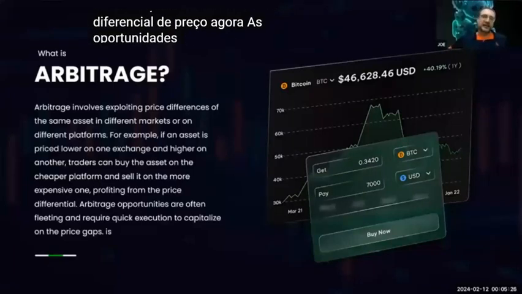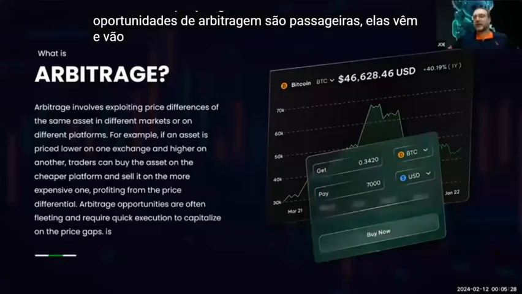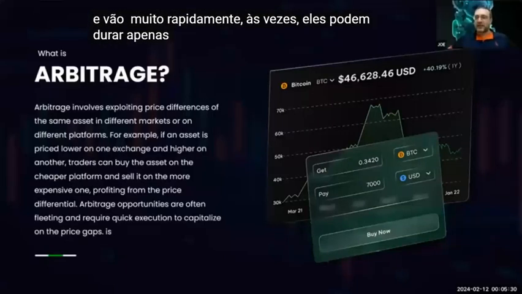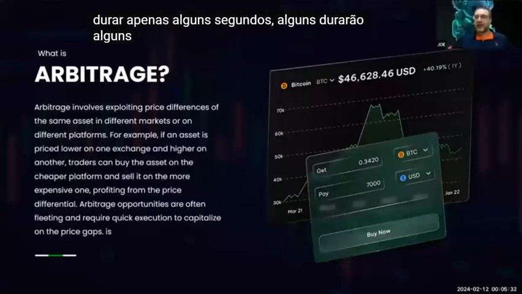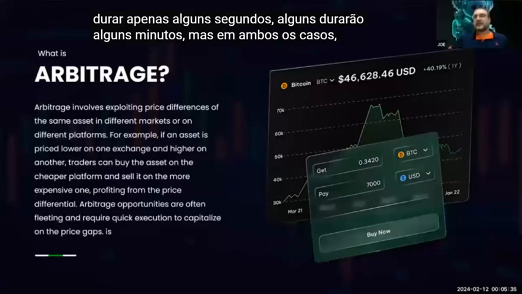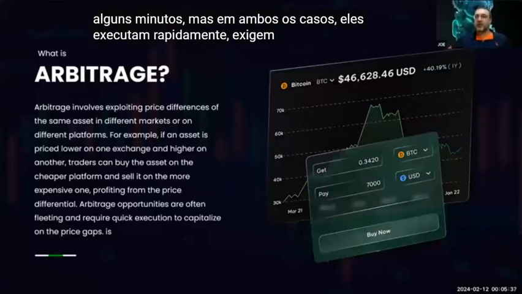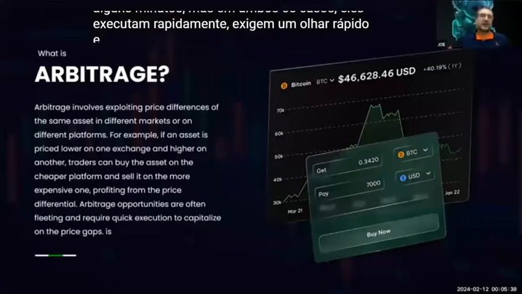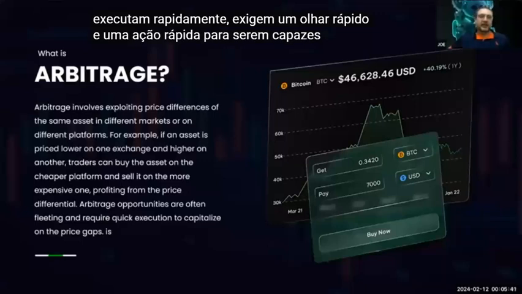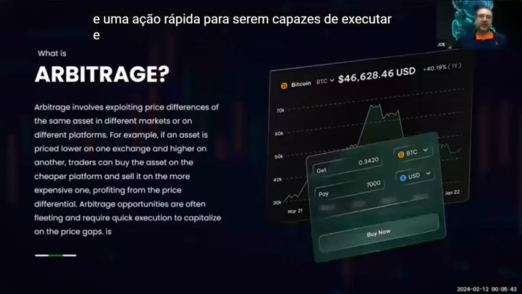Now, arbitrage opportunities are fleeting. They come and go very quickly. Sometimes they can last only a few seconds. Some will last a few minutes. But in either case, they take quick execution. They require a fast eye and fast action to be able to execute and capitalize on the price differential.